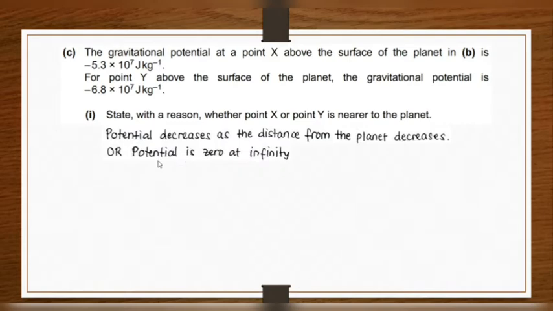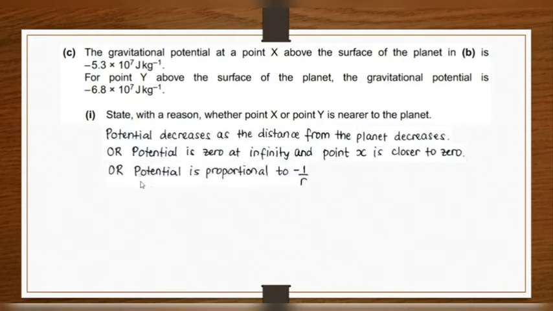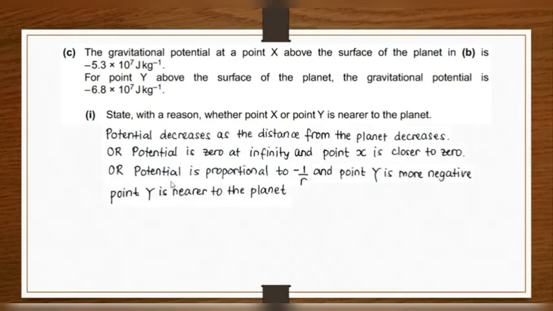And you can also answer that potential is 0 at infinity and point x is closer to 0. That's why it is closer to infinity. Or you can also answer that potential is proportional to minus 1 over r. The more negative the potential, the smaller is r. And point y is more negative. So, point y is nearer to the planet.